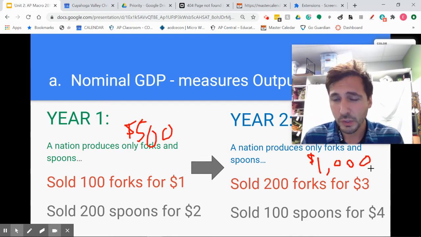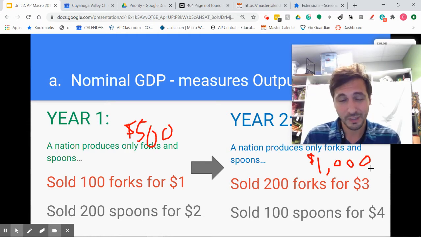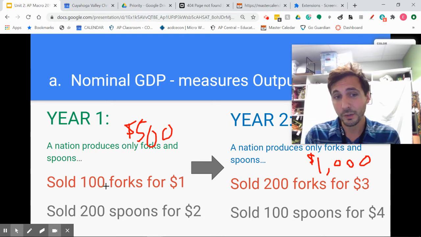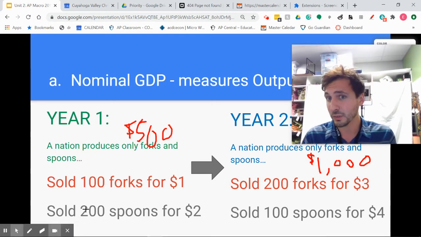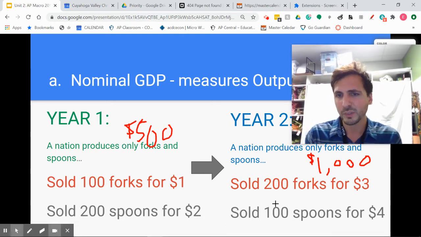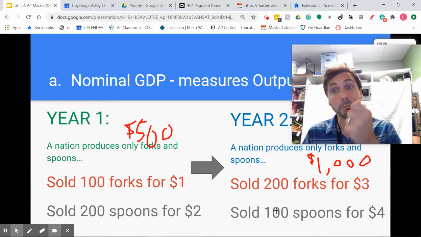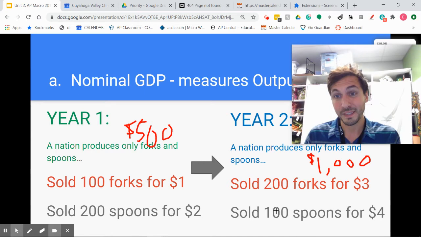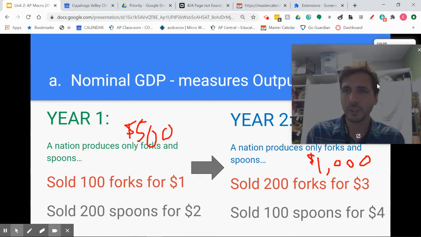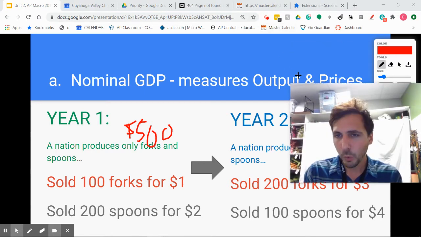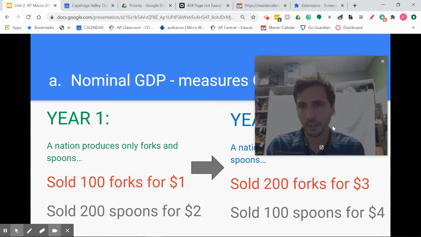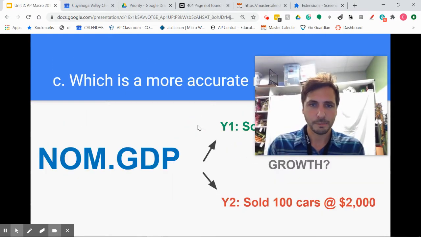But if I look closer, notice that what I produced didn't go up very much at all. It changed, but it didn't go up. I had 100 forks and 200 spoons, so I produced 300. In year two, I had 200 forks and 100 spoons, so I produced 300. So we have to adjust this. That's not actually an accurate picture. Remember, GDP is gross domestic product, not gross domestic prices. So how do I adjust for that? I use my equations for real GDP. So let me get rid of those. Moving on.